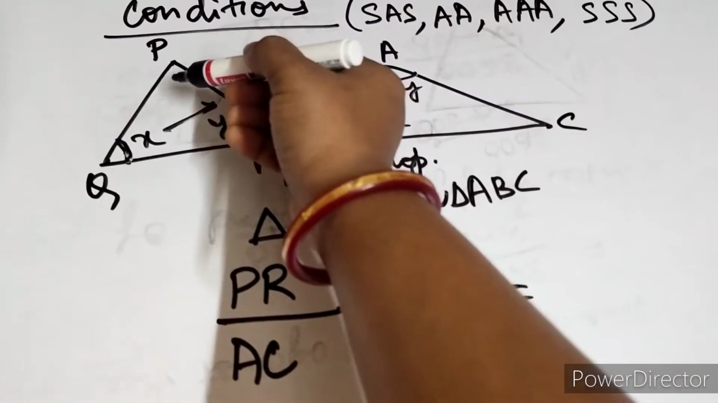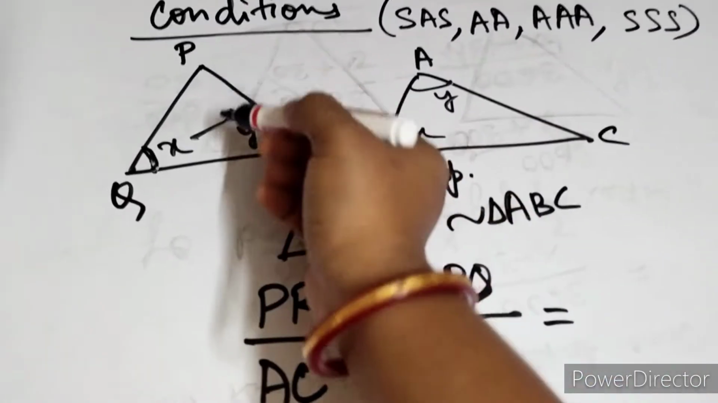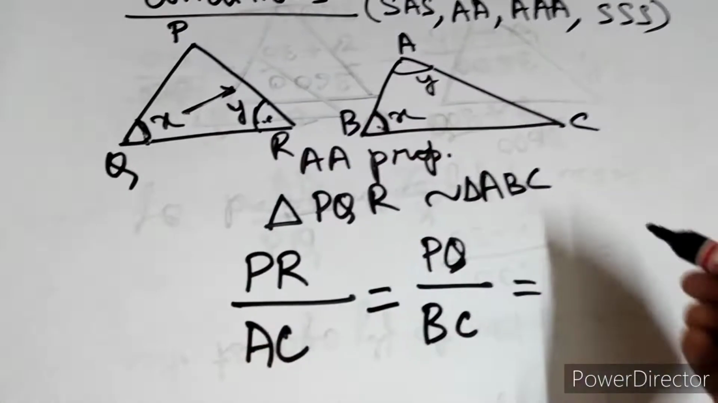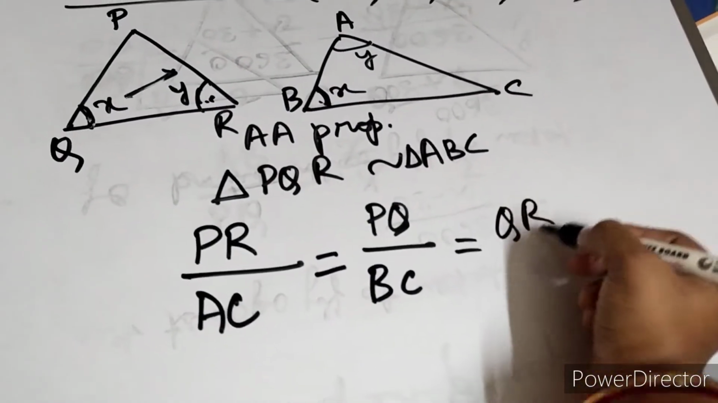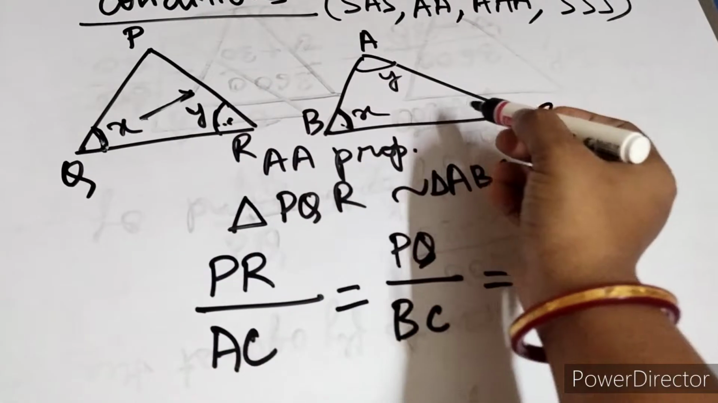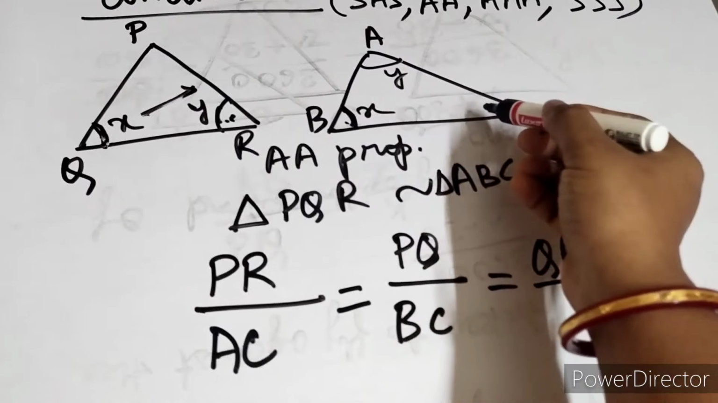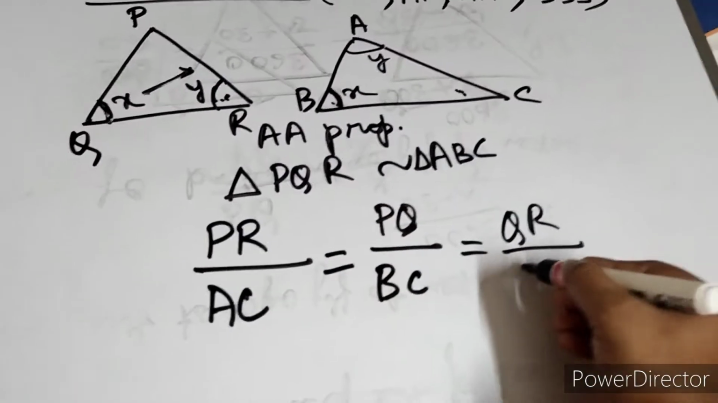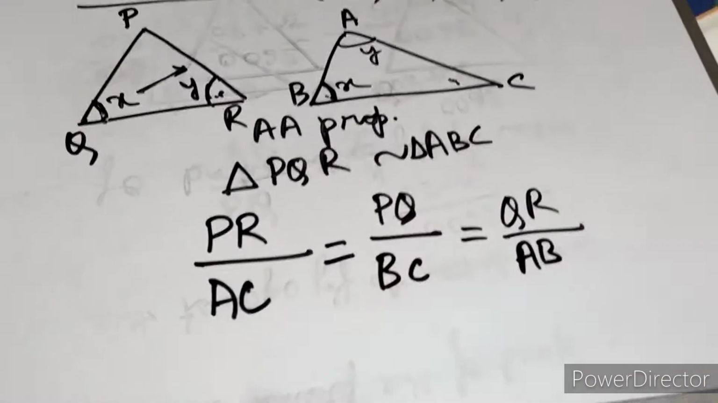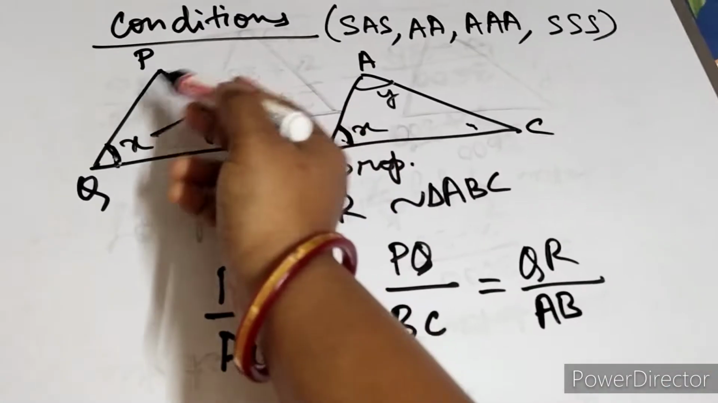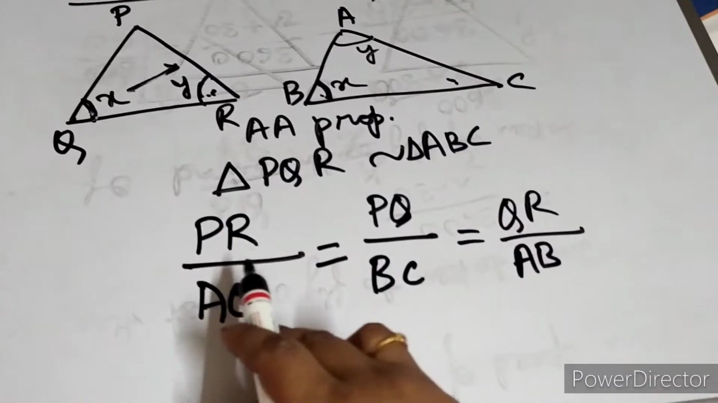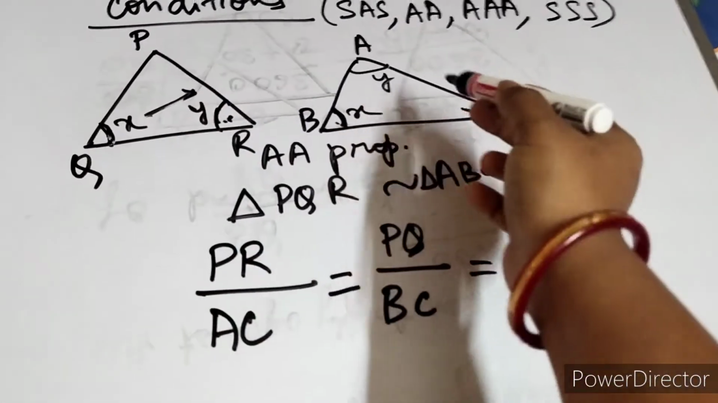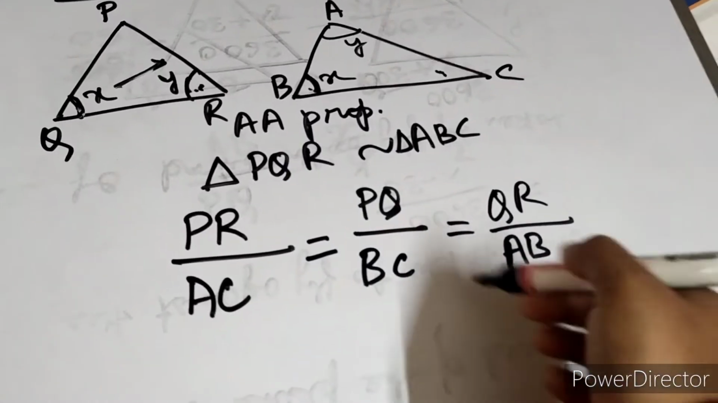Now, the angle left is this angle P. Angle P's opposite side is QR, so we'll write QR by, and here the third angle is this one. This angle's opposite side is AB. If you see, these three sides PQ, PR, QR we have already written, and also in this triangle AC, BC, AB.